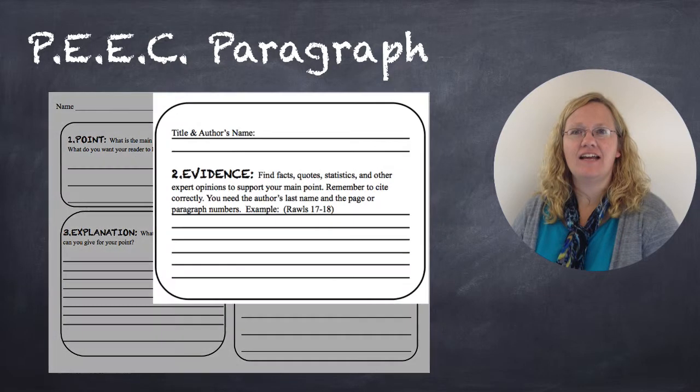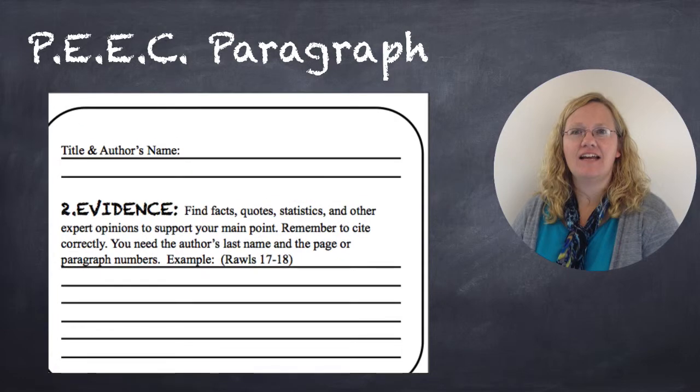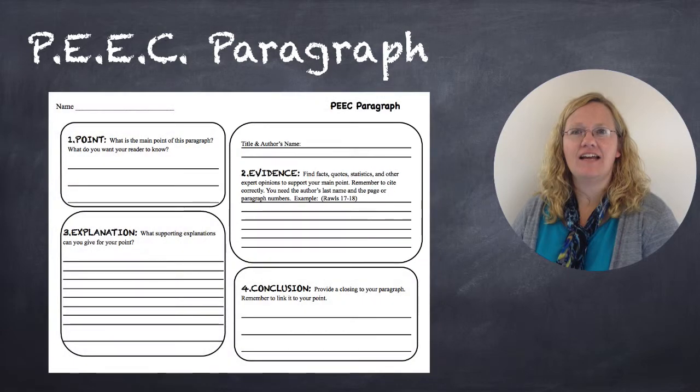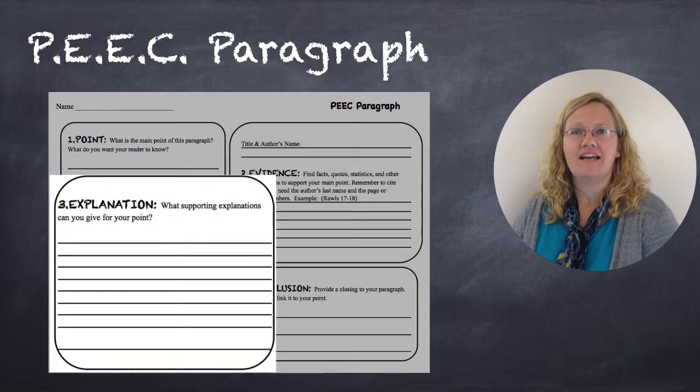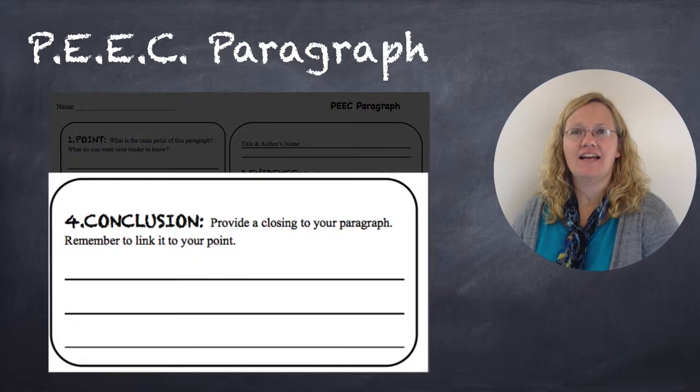Number 2 is evidence. I'm going to find facts, quotations, statistics, other expert opinions. Number 3, I'm going to provide an explanation. And number 4 is a conclusion, providing that closing to my paragraph.